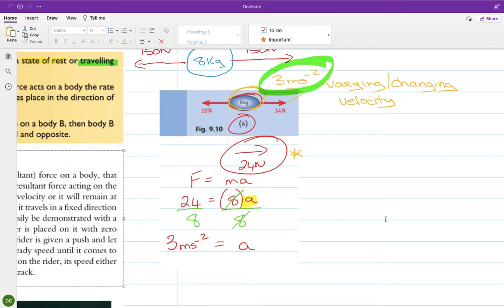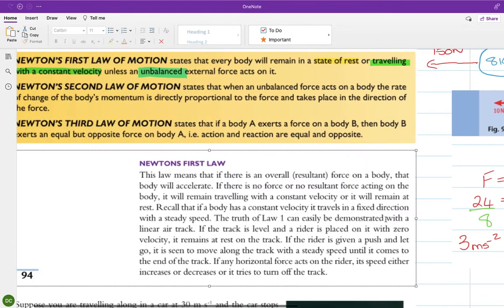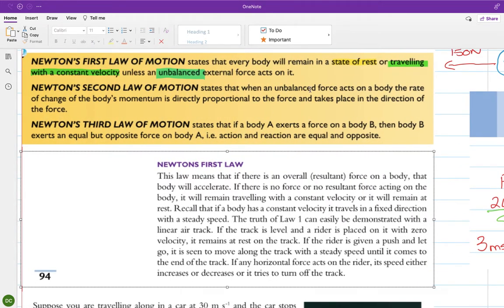Okay, so changing velocity means the momentum is changing. And what this law says is that when the force is unbalanced, so we know that when we have an unbalanced force, the object is accelerating. Like in the example I've just attached.